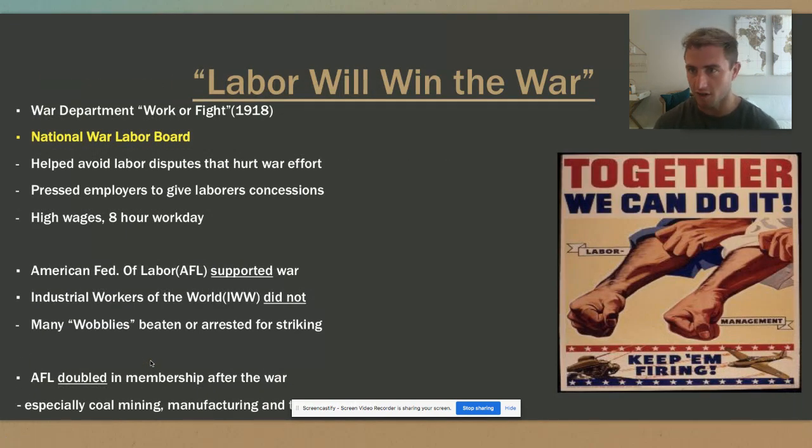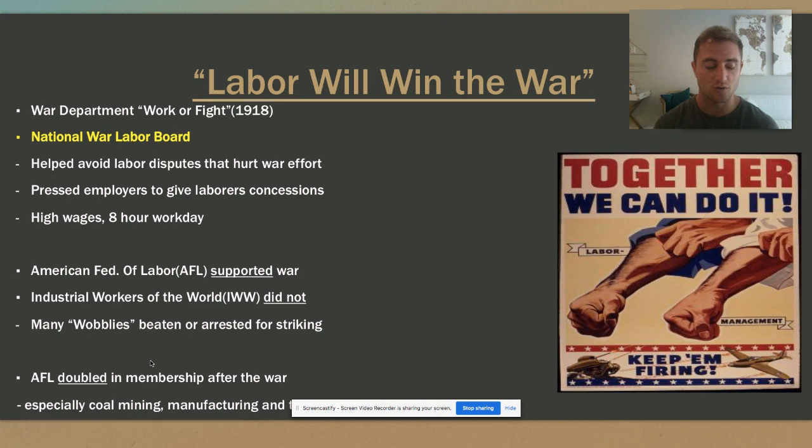Labor was a focus by the federal government in the war because the U.S. government knew that laborers going on strike was bad for the war effort. We needed to continue to produce weapons of war, guns, tanks, what have you. And so the National War Labor Board was created for this exact purpose. We are going to make employers work to keep their workers satisfied so that we can continue to produce goods.